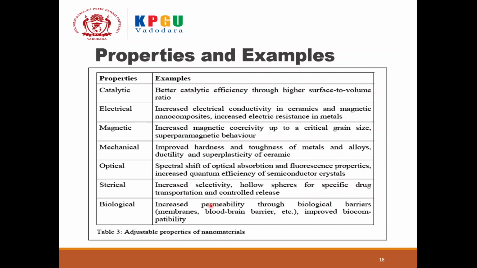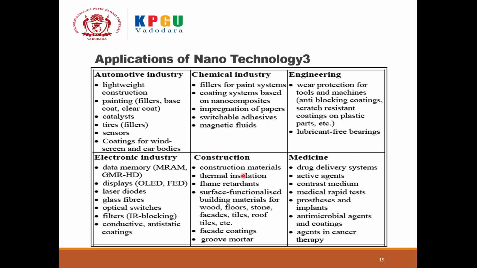Spherical property: increased selectivity, hollow sphere for specific drug transportation and controlled release. Biological property: increased permeability through biological barrier, improved biocompatibility. So these are some basic properties which make nanotechnology a hero, right? So what are the basic applications in different fields of engineering?